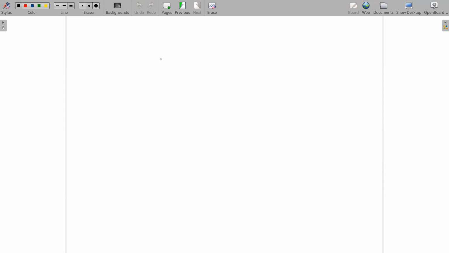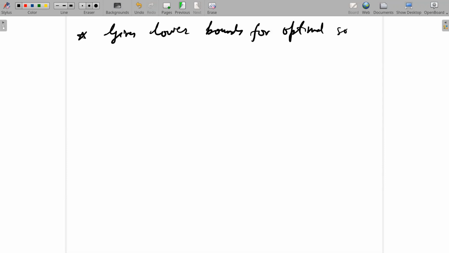Yeah, all right. So just a quick point: this gives lower bounds for the optimal solution, just as in the case of linear programming.